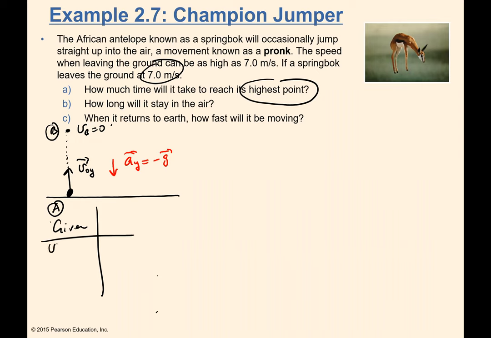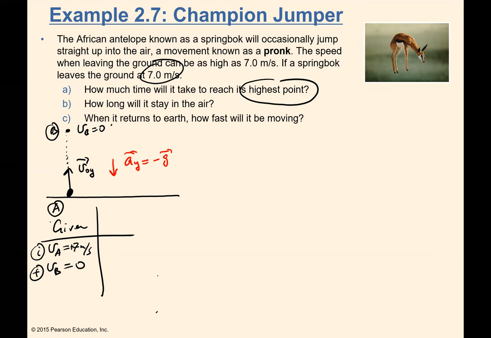We know that, let's say, V initial. I'm going to say my point A is my initial point, right? So VA is 7 meters per second, positive 7 meters per second. Now we're going to jump from A to B, B being my highest point. B is my final point, but it's also the highest point.